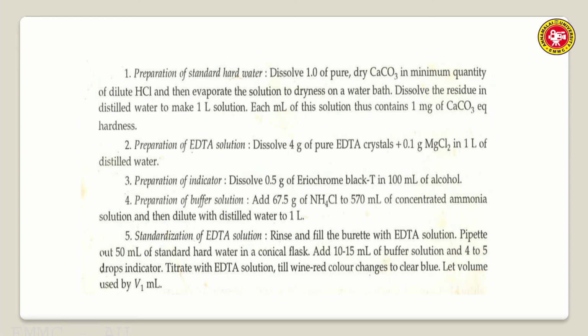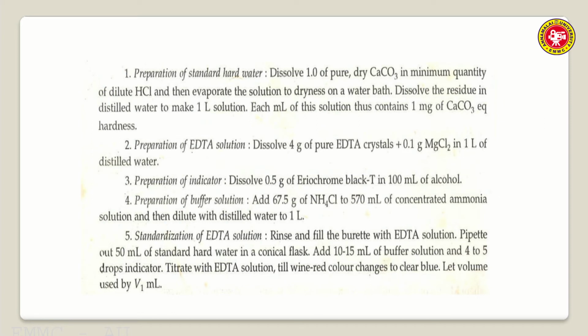To that conical flask, I will be adding 10 to 15 ml of buffer solution and 4 to 5 drops of EBT indicator. Once you add the 4 to 5 drops of EBT indicator, a wine red color will appear. Okay, this wine red color is due to the metal ion EBT complex. It is a weak complex, of course.